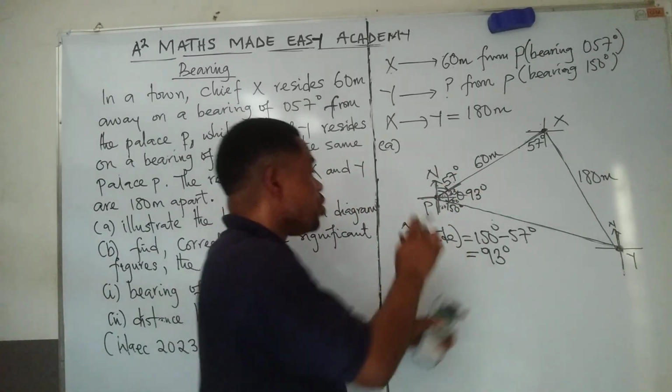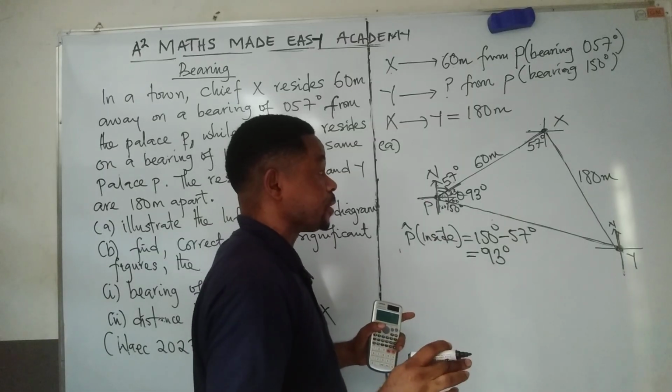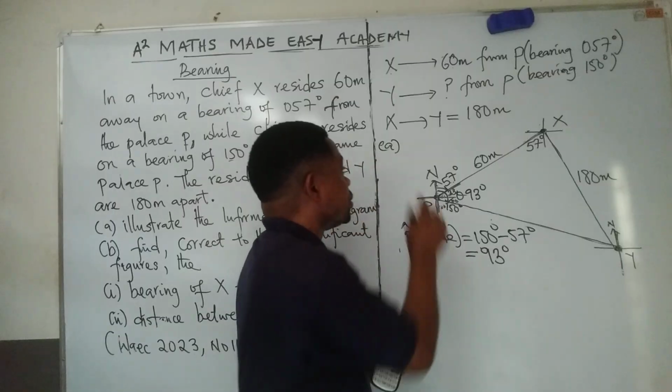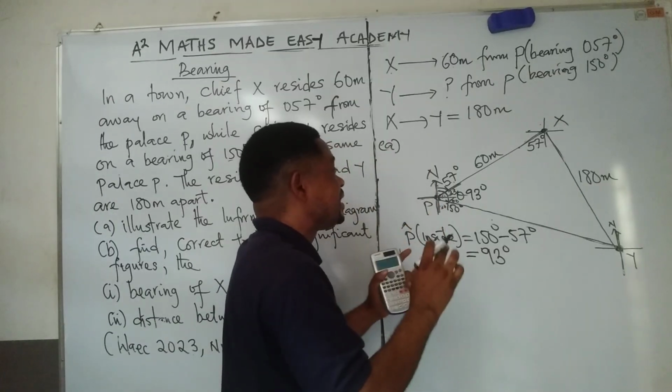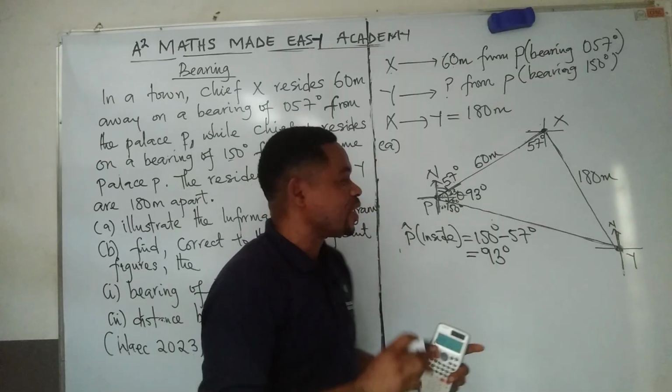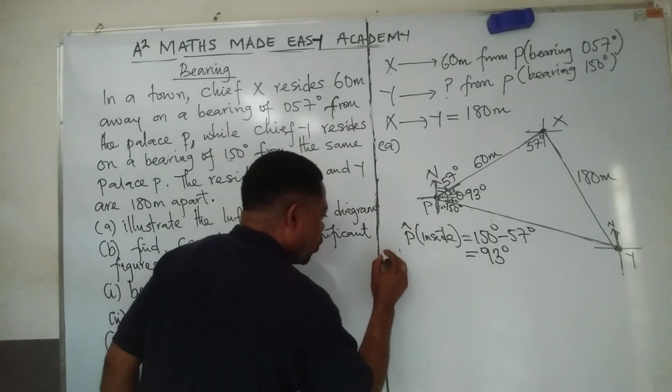That is another way if you don't use this method. Am I communicating? Now, gentlemen and ladies, we are done with the first diagram, which is the first question. We have illustrated it in a diagram. Am I communicating now? Now, let us quickly move to the second question, which is B.